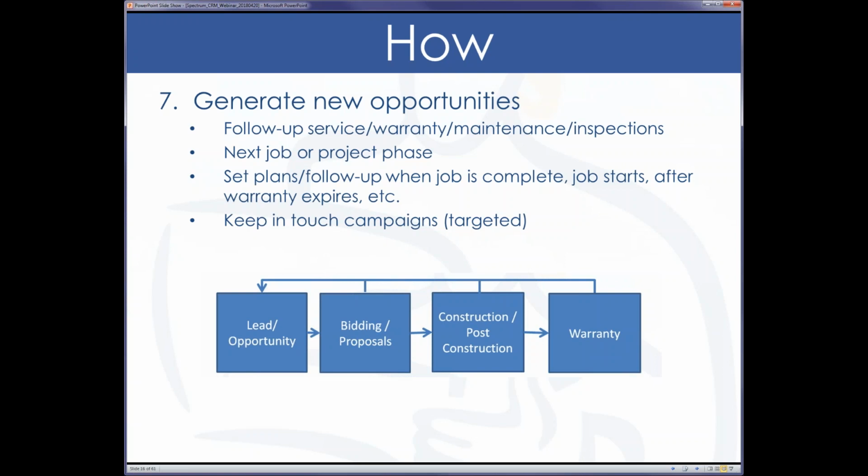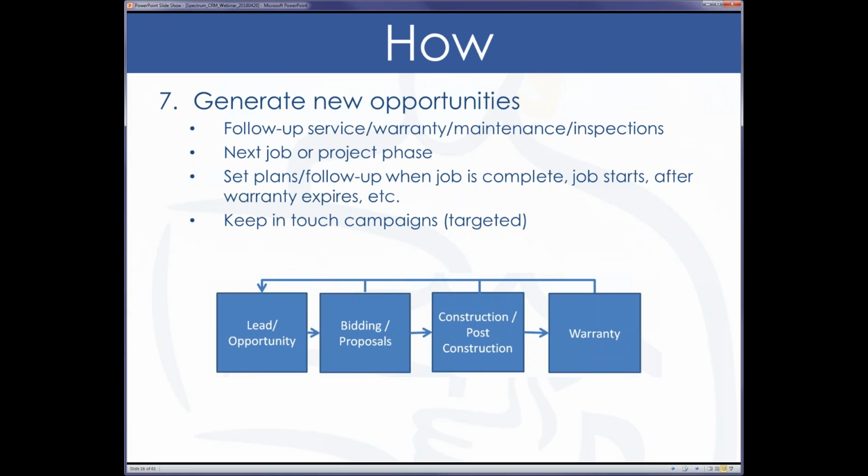For roofing, as an example, the installer warranty expires in 2 years. You go back and find the opportunity to sign them up for a service contract after the warranty is over, or the construction is complete. Go back and say, hey, what's the next phase? What's the next project? Is there a service contract there? Keep that pipeline full as you move them through the sales cycle and the construction cycle.